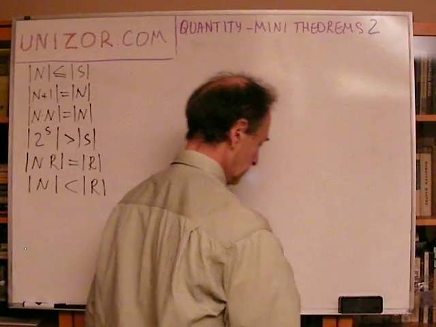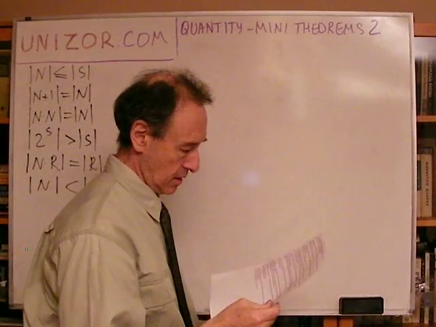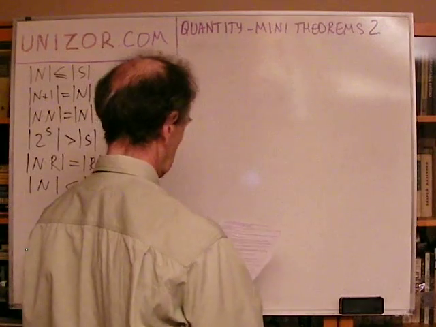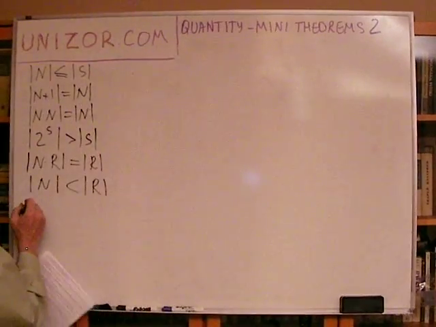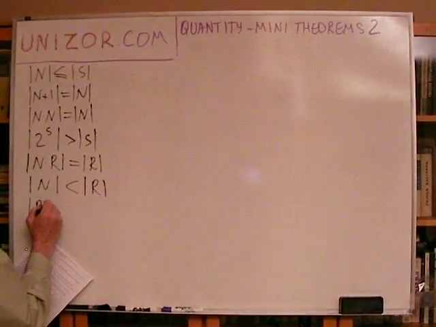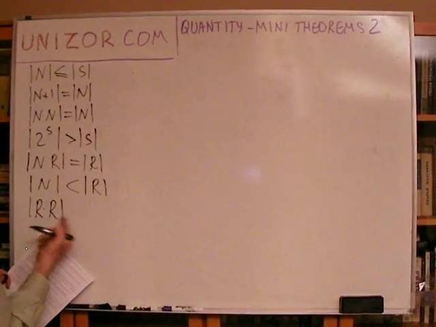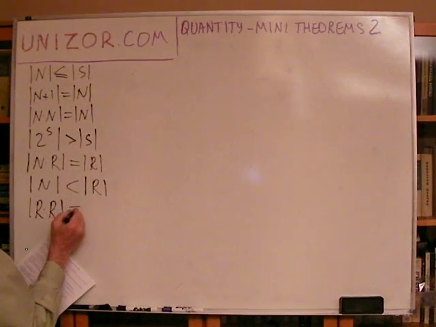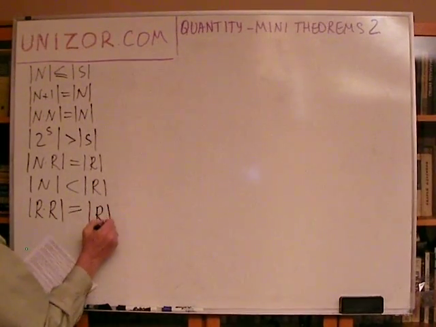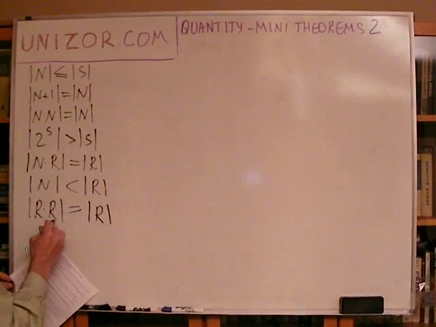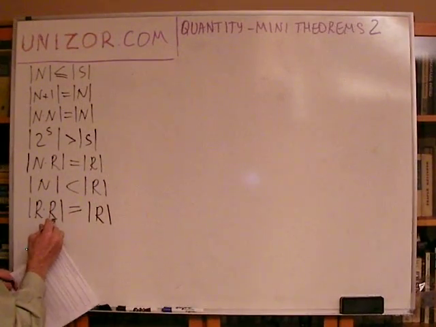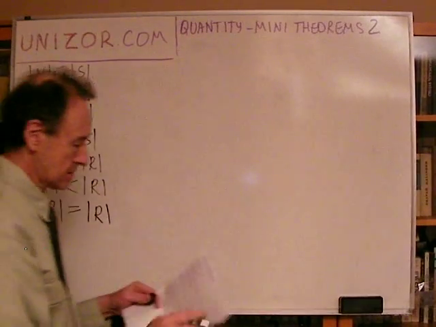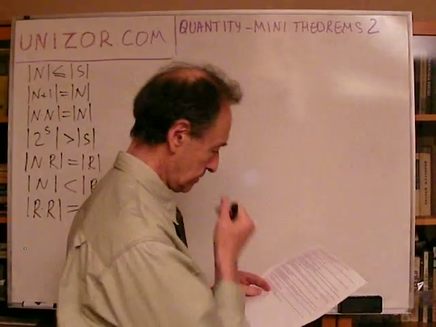This is done. What's left? By the way, how can it be written here? R times R, which is pairs of real numbers, is equal to R. The cardinality of all points on the square, which is pairs of real numbers, is exactly the same as the cardinality of real numbers.